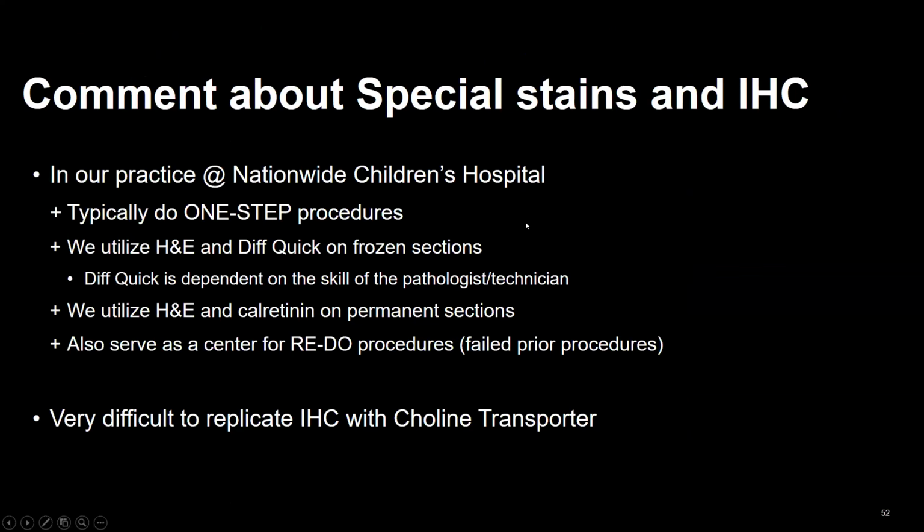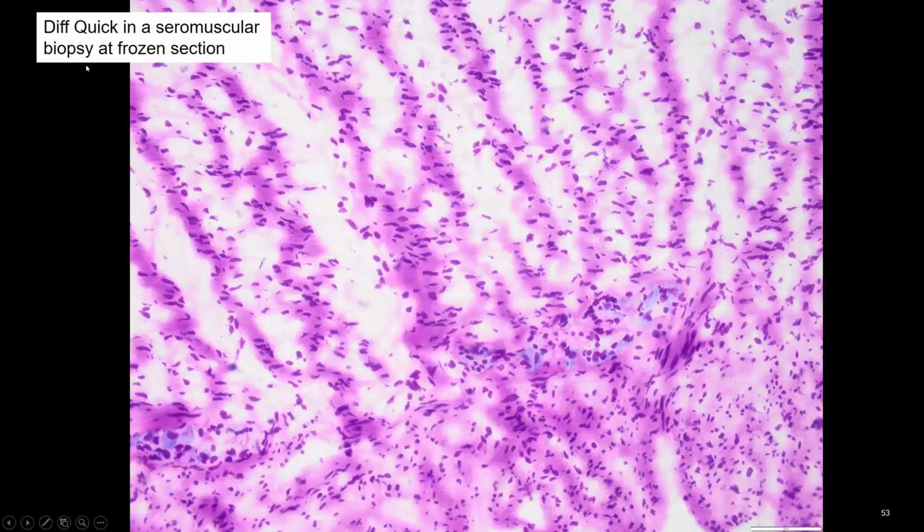So in our practice, I'm just mentioning, we typically do one-step procedures. We utilize H&E and DiffQuick on frozen sections, and I'll show you the DiffQuick in a second. We use H&E and calretinin on permanent sections, and we also serve as a center for redo procedures or failed prior procedures. So this is the reason why I shared what histology we should expect in the procedure types. And as I mentioned, it's really difficult to replicate the immunohistochemistry with choline transporter, so we do not use it at all. So here's a DiffQuick of a seromuscular biopsy frozen section.